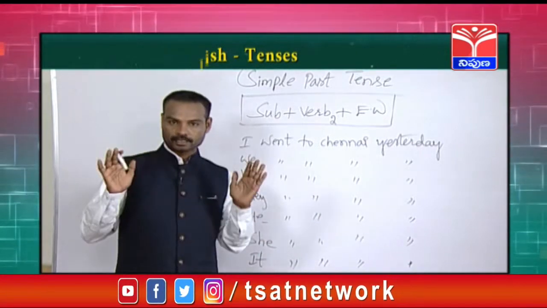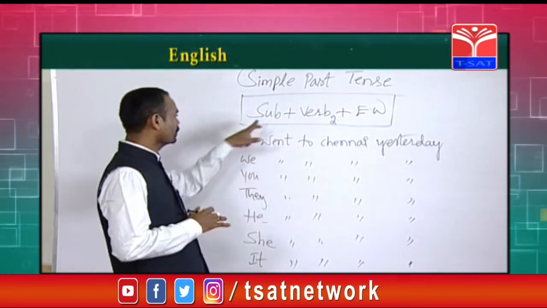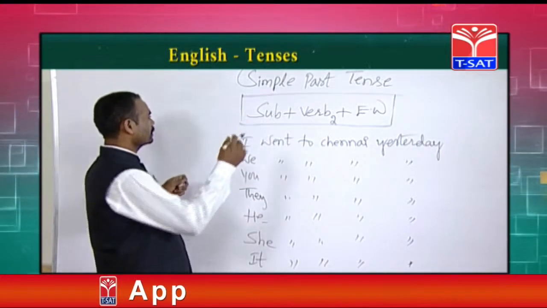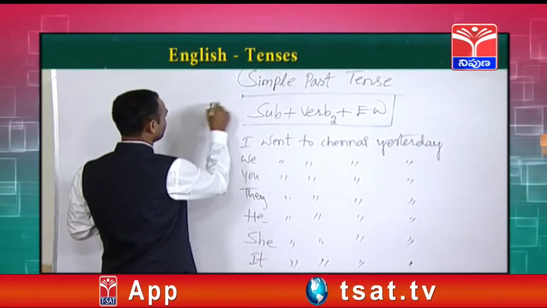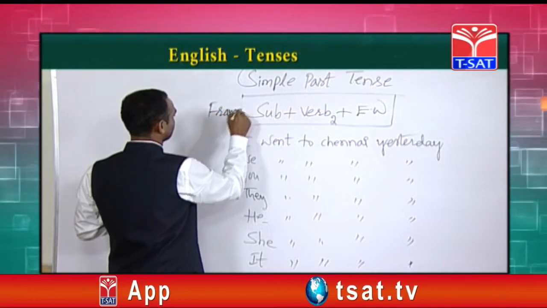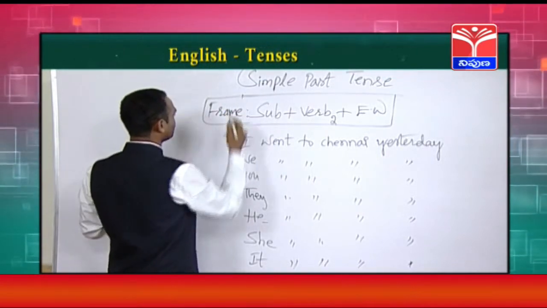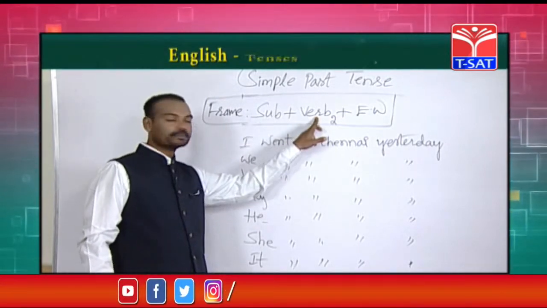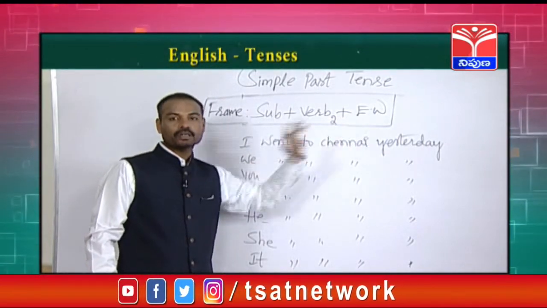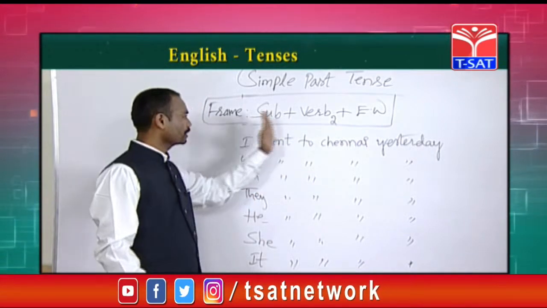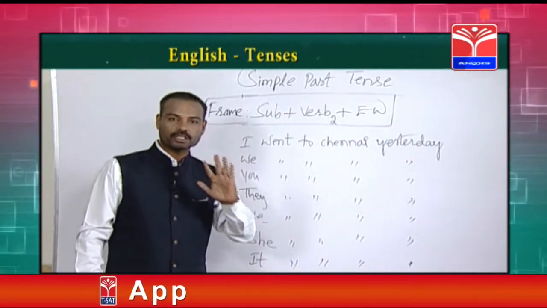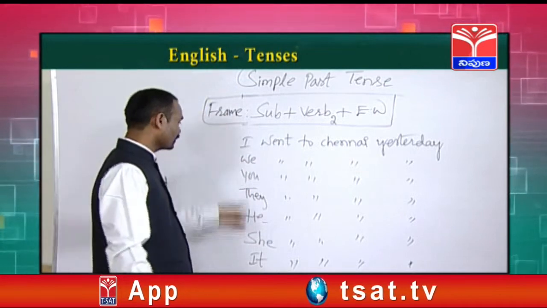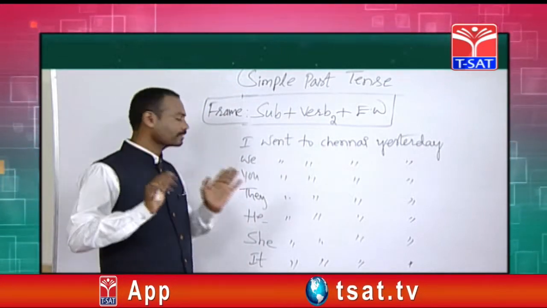Now if you want to write sentences in this tense, this is the frame. You can say this is the frame or it is called structure, either frame or structure. You can name it whatever you wish. First subject plus verb second form, then EW for extra words. Subject plus verb second form plus extra words. So this is the frame to write sentences in this tense.